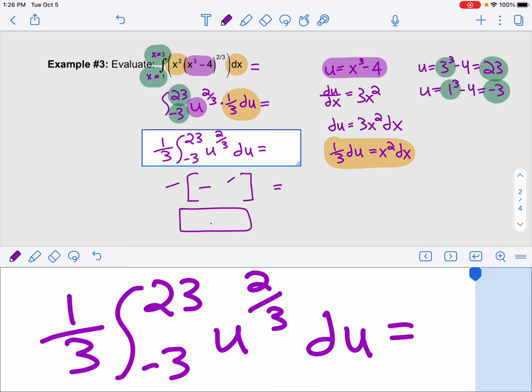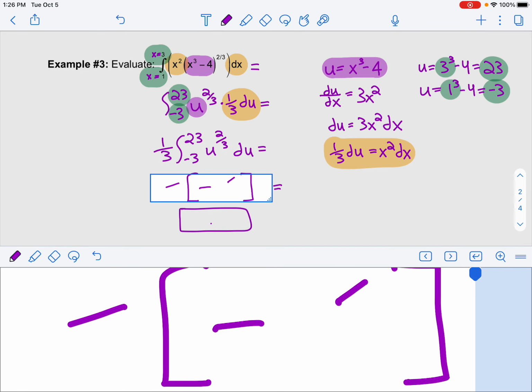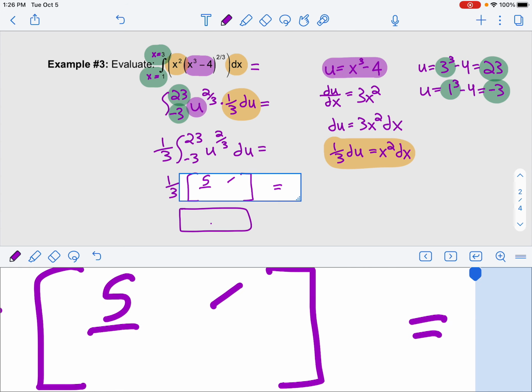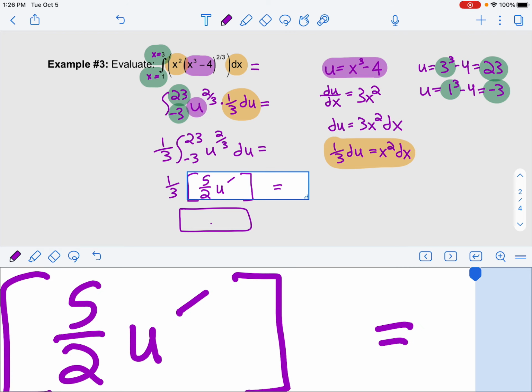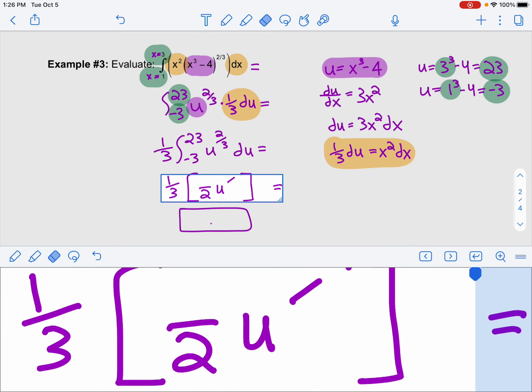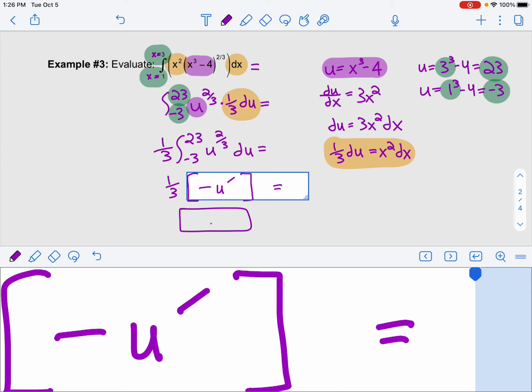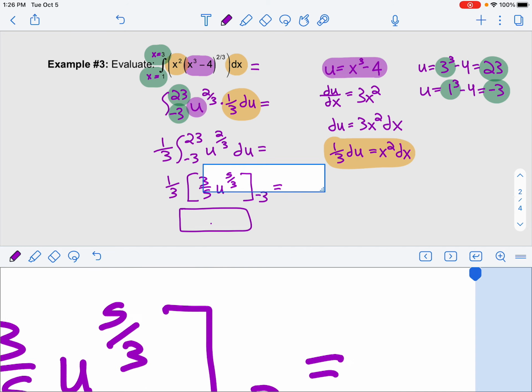And now let's go ahead and do the antiderivative. So this is going to be 1/3 factored out again, and then this will be what? 5/2 u to the, whoops, did I say 5/2? Sorry, that's definitely wrong. Let's see, if I add 1 to this exponent, that should be 5/3. Take the reciprocal of that, it should be 3/5 u to the 5/3, and this is from -3 to 23.